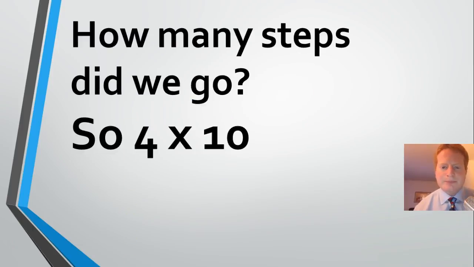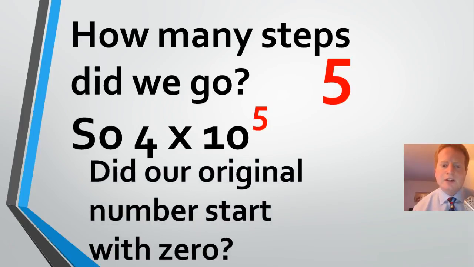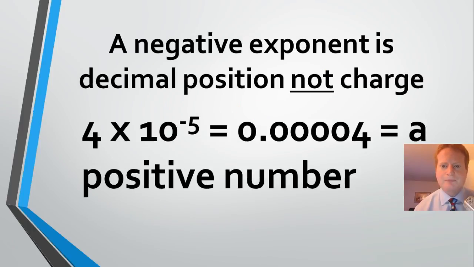We move the decimal. We went 5 steps. And so our number becomes 4 times 10 to the 5th power. Did our original number start with 0? It did. So that means that our exponent has to be negative. So again, if you have a very large number, you're going to have a positive exponent. If you have a very small number, you're going to have a negative exponent because our number started with 0.